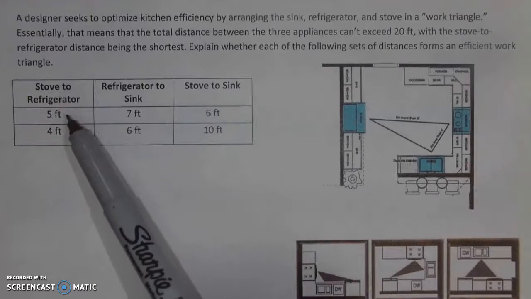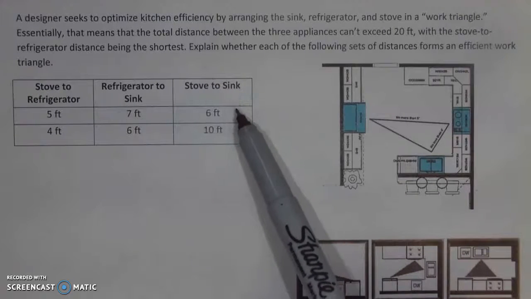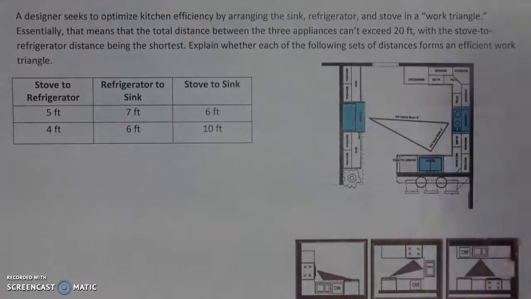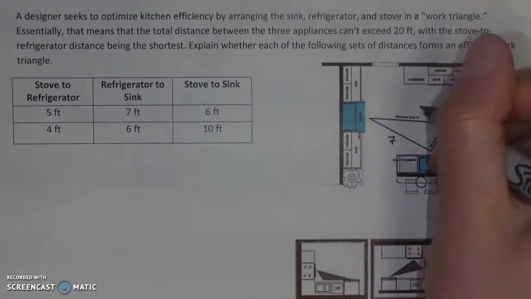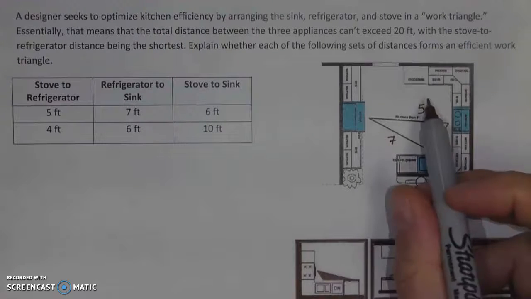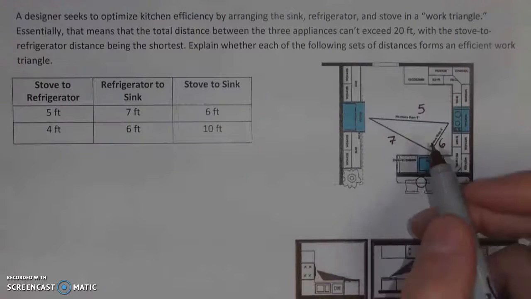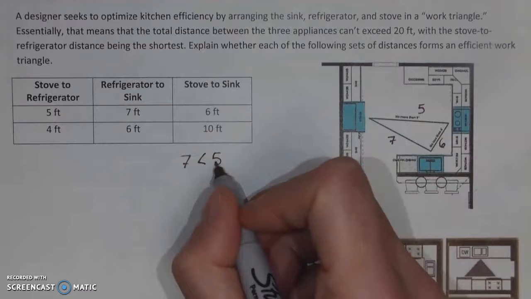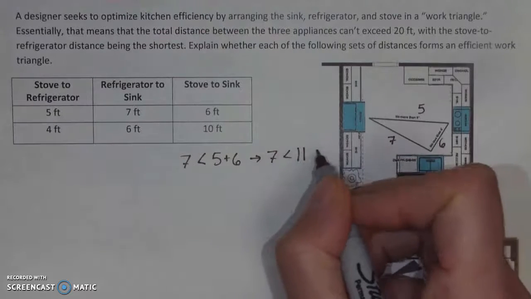So let's say I had a stove to refrigerator of 5 feet, a refrigerator to the sink of 7 feet, and a stove to sink of 6. So these three distances will make the three sides of the triangle. And I'll just quickly add them in. And first off, I should make sure that this actually makes a triangle before I assume that this is going to work for a work triangle. And I can do that, of course, by just checking if the longest side is shorter than the two other sides added together. And sure enough, it is. So good news, I've made a triangle.